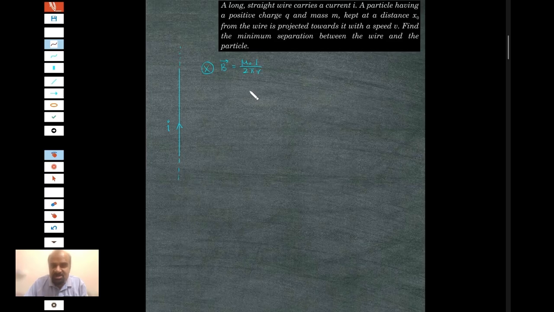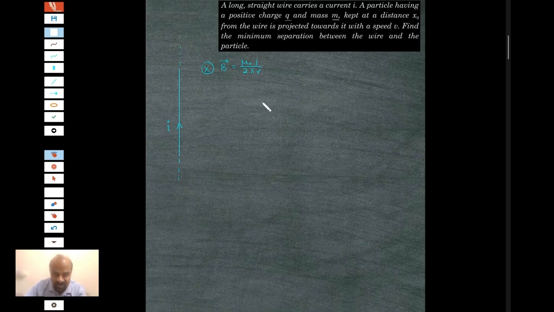Motion of a charged particle in a uniform field we have studied. If the magnetic field is uniform, we know there are only three types of motion possible. Either it will be a straight line motion, or a circular motion, or a helical motion. But this is not the same, because here the magnetic field is not uniform. So as I said, it's not going to be that easy.